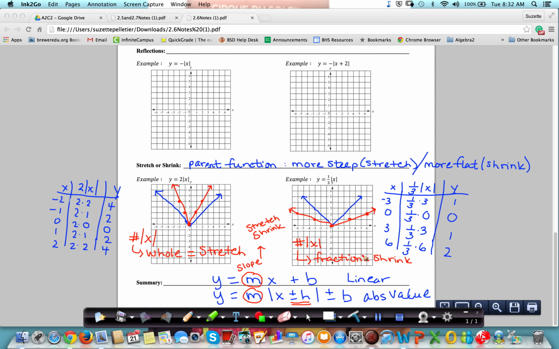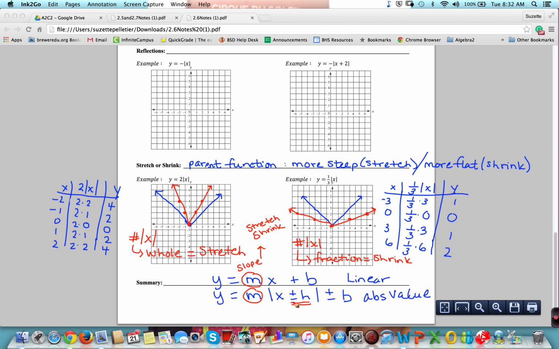This number inside the parentheses, remember, is your left and right movement of your absolute value, and remember that that is based on the opposite. I'm sorry I ran out of space. Here we go. So left or right movement. And remember, it's backward. Left is positive and right is negative. And then these numbers on the outside, this is your up or down, right? Same thing here, up or down. So that's the general equation, and then what those numbers are telling us to do.